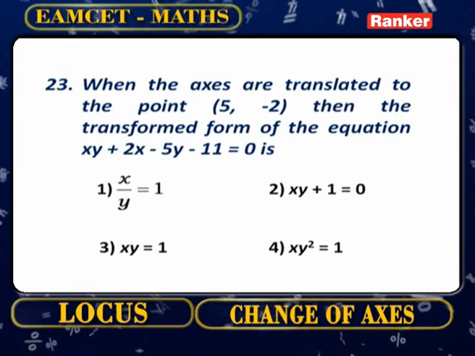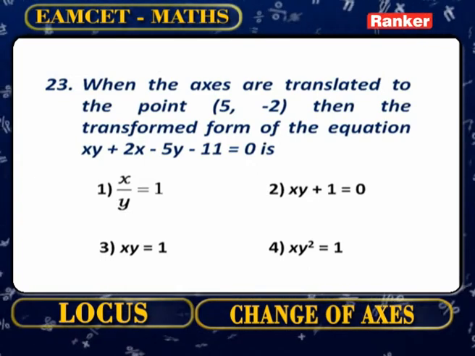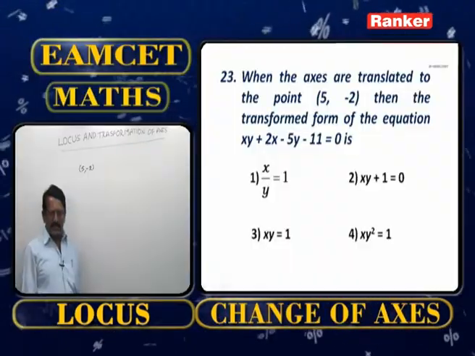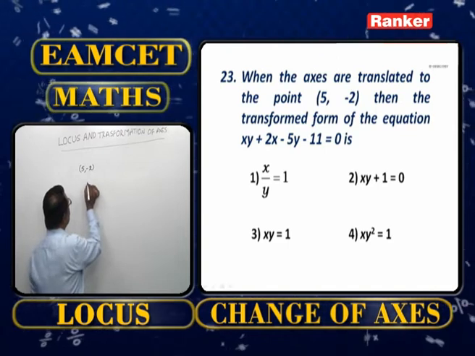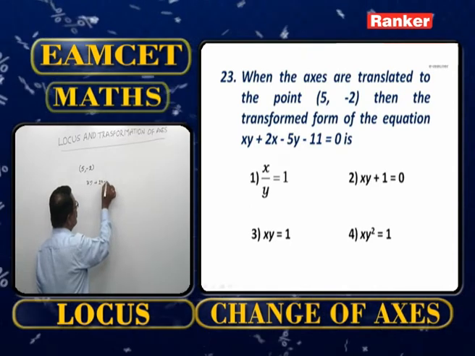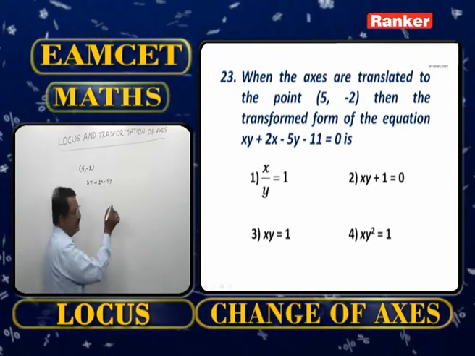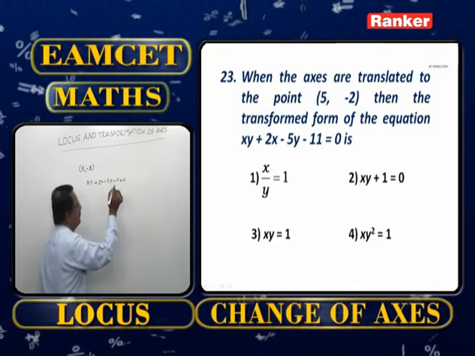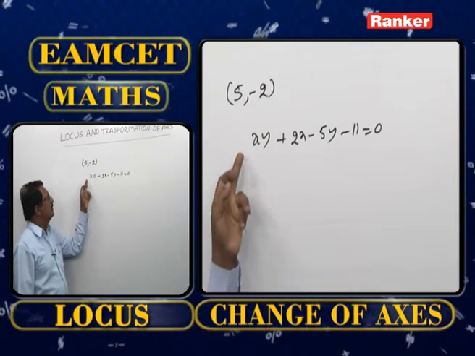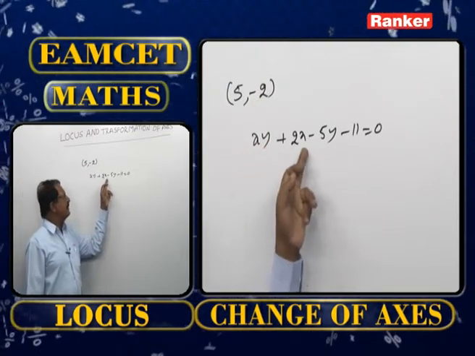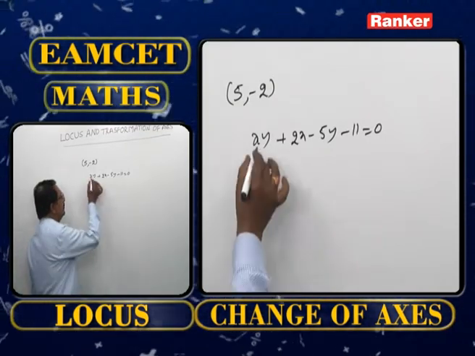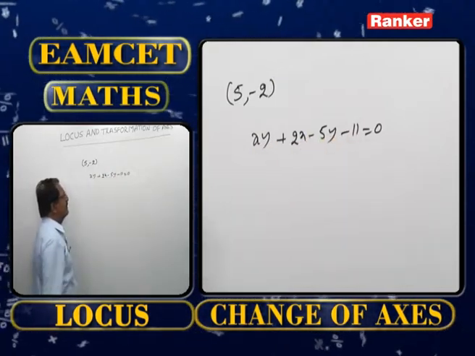When the axes are translated to the point (5, -2), what is the transformed equation of xy + 2x - 5y - 11 = 0? Now, the origin is translated to the point (5, -2). The required transformed equation of xy + 2x - 5y - 11 = 0.